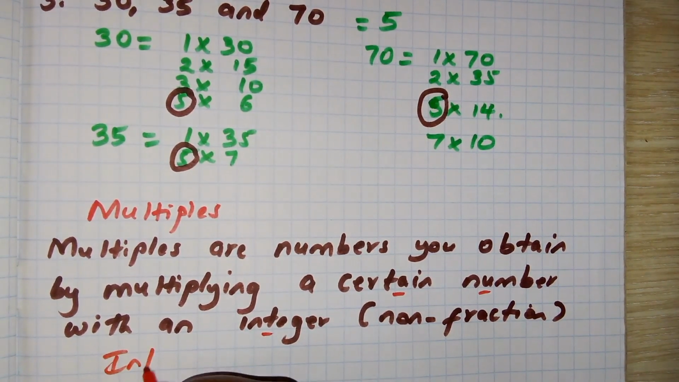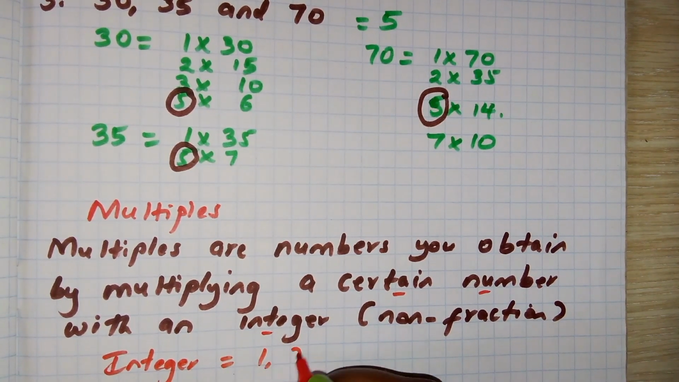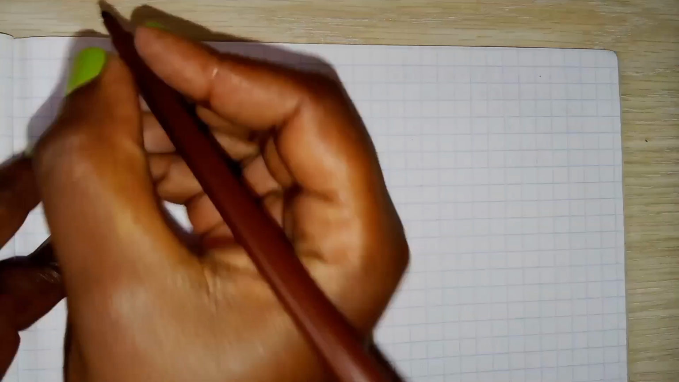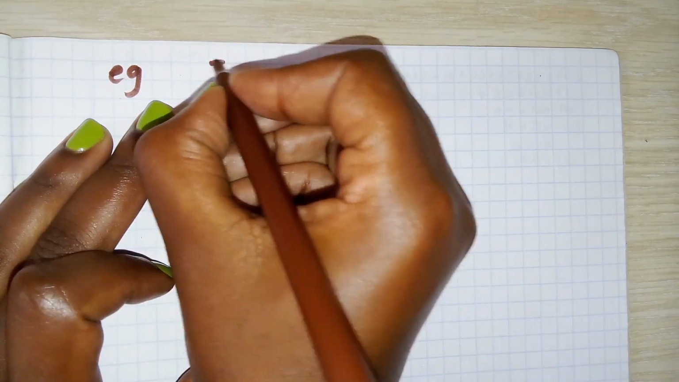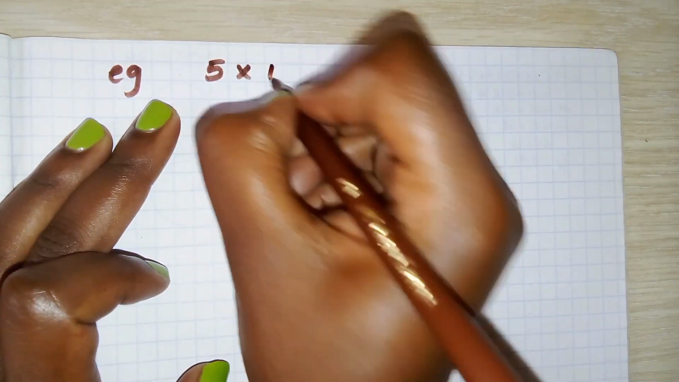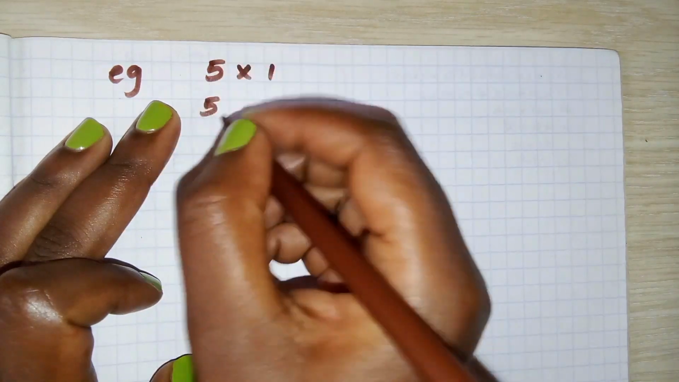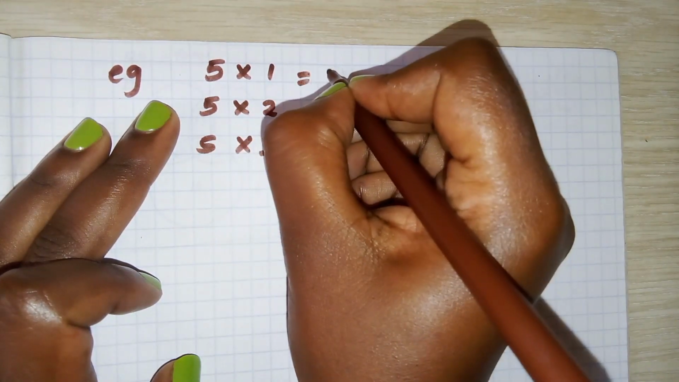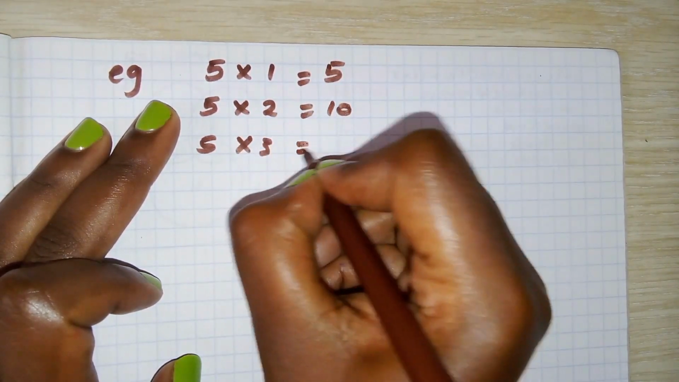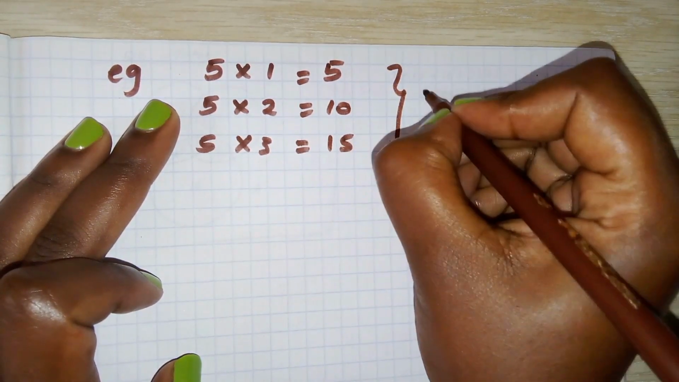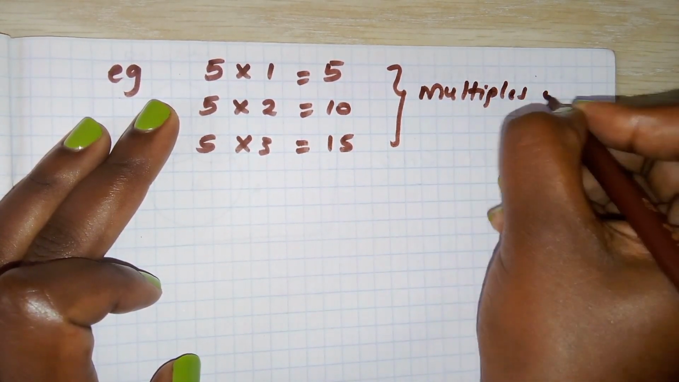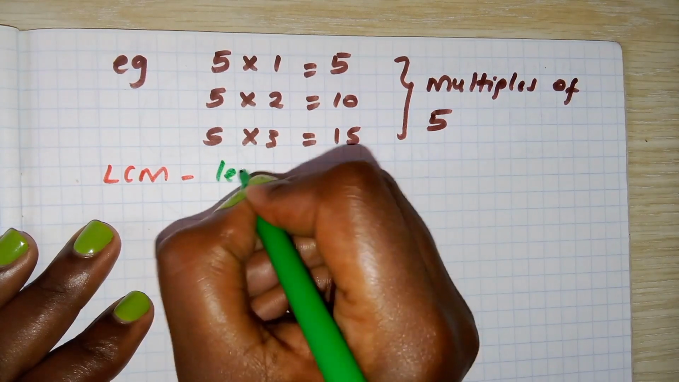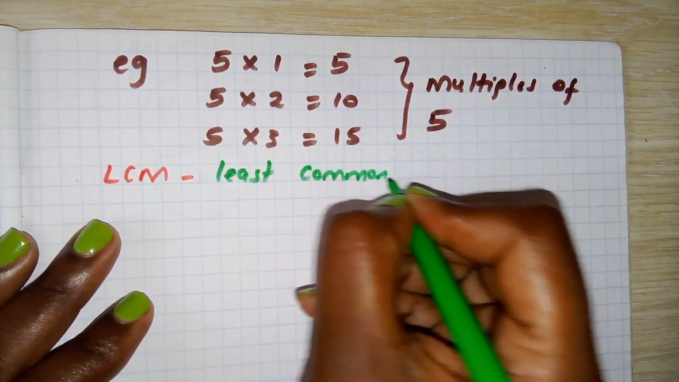So an integer could be, for example, 1, 2, 3, and so forth, but it should be a non-fraction. So for example, we can say the certain number is 5. We multiply it by an integer, maybe 1, the same certain number. So we're keeping the same consistent number, times 2, times 3, so 5, 10, 15, and so forth. So these are called multiples of 5. Now let's look at LCM, which means least common multiple.